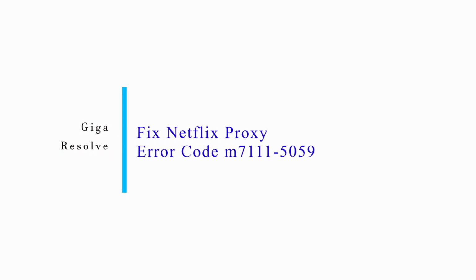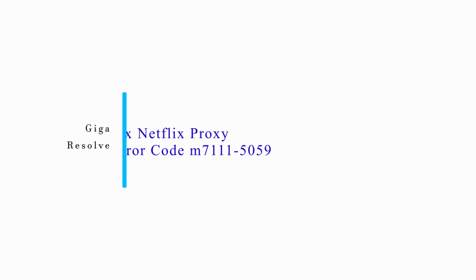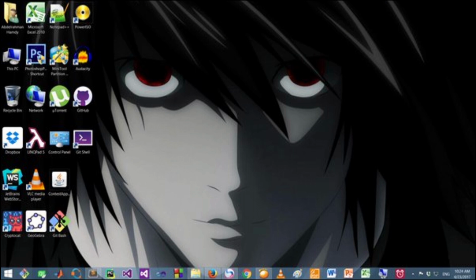How to fix Netflix proxy error code. Firstly, on your PC, launch the Netflix app. If you do not have the app installed, then you can install it from the Microsoft Store. You can also use Netflix without downloading, and that is by using Google Chrome.